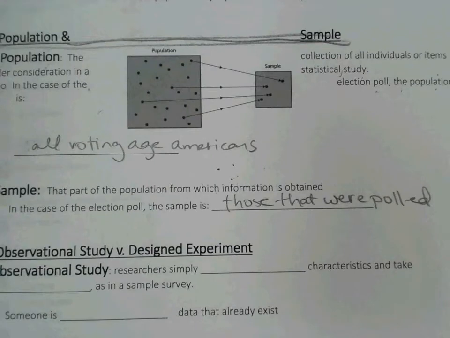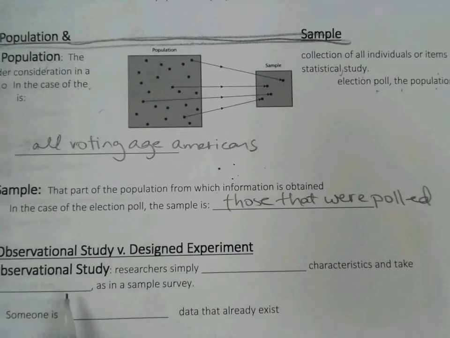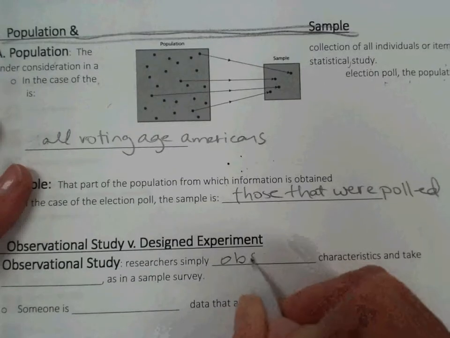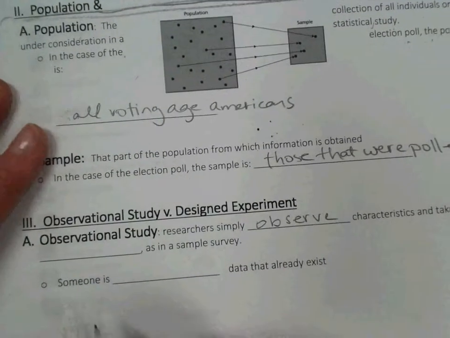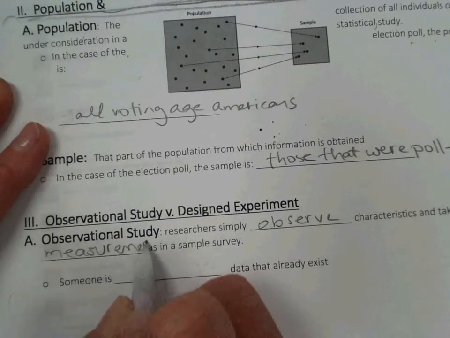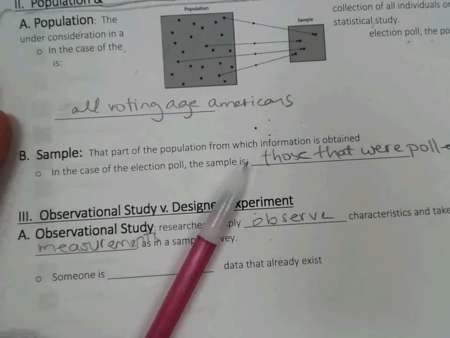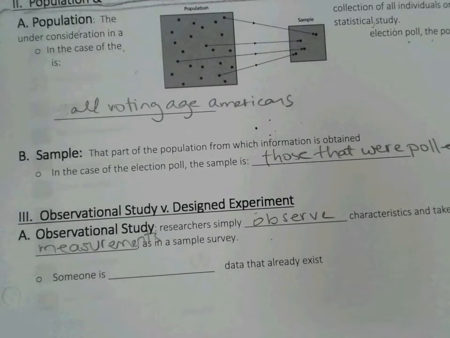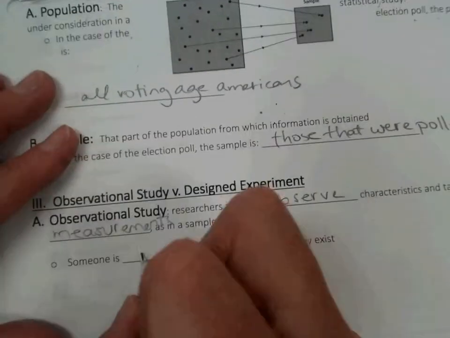Last two definitions. We have observational study versus design experiment. I have some blanks again for observational study. Have you gotten one yet? Mac? Do you like to be called Mac? Okay, Mac, can you fill us in? Thanks. Observe characteristics and take what? Measurements? Thanks. So someone is blank data that already exists. Someone is simply observing data that already exists.